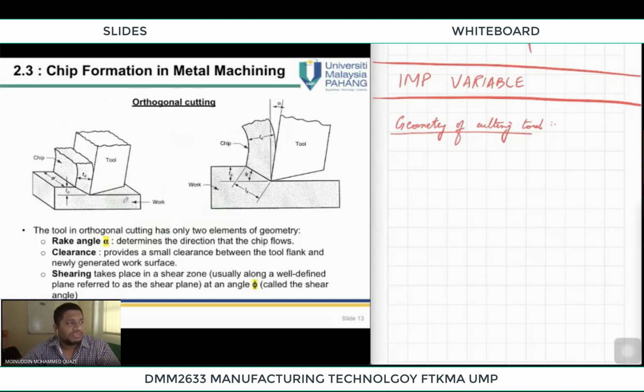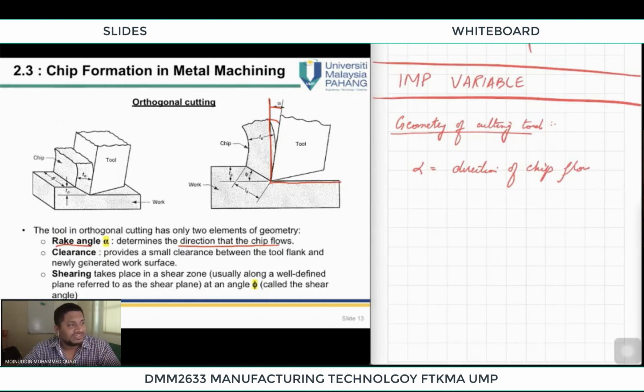So the tool in a cutting operation has a rake angle. This is my 90-degree line from the workpiece, and the angle between the tool rake and the 90-degree line is called alpha. Alpha is the rake angle. Rake angle determines the direction that the chip flows. So rake angle alpha defines the direction of chip flow.